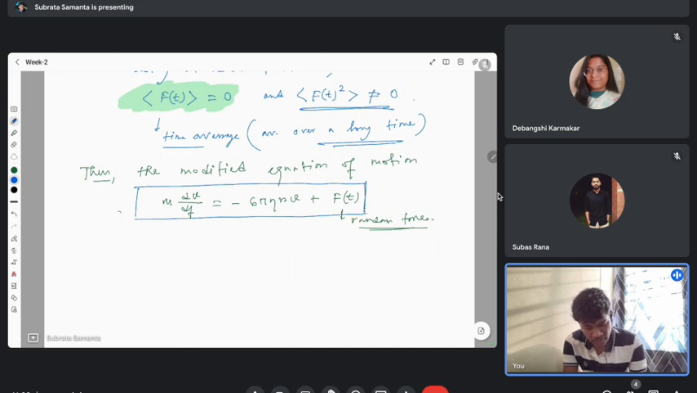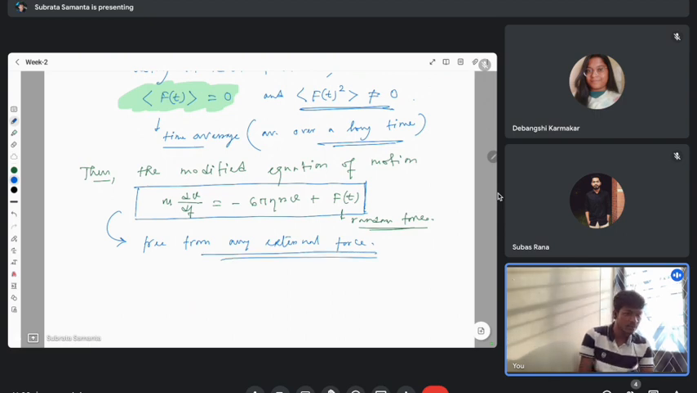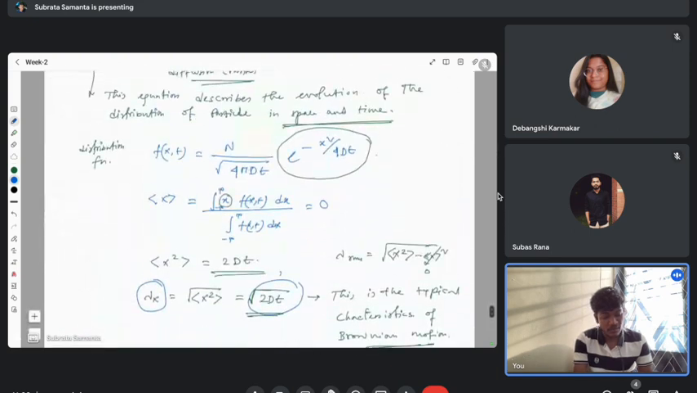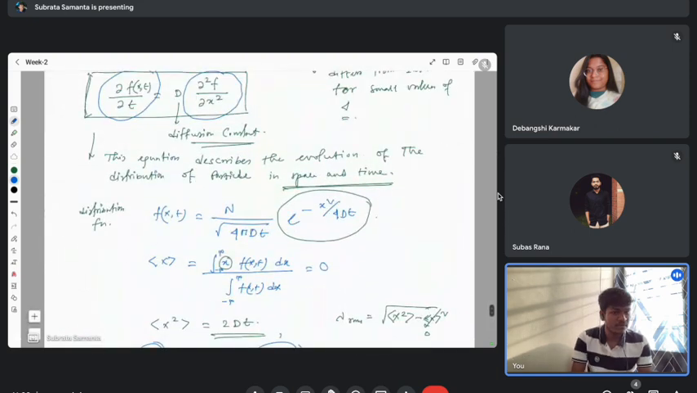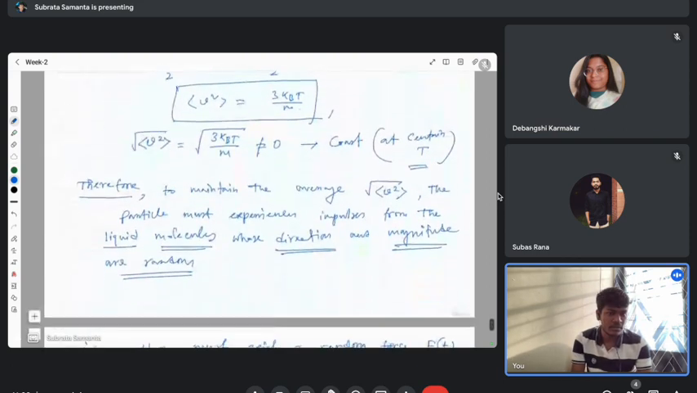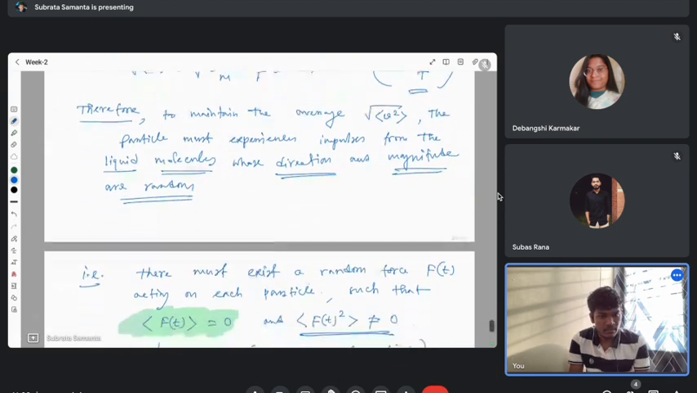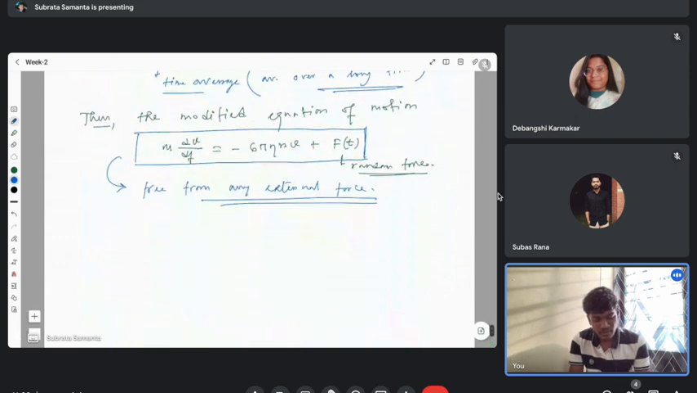This is just for clarification. This is free from any external force. We are not putting in any external force. Previously I said that if we impart a velocity to a particle from an external source, that was from the assumption we first considered, but this velocity actually comes from the temperature. When we heat it, the molecule gets movement. So this is an internal motion.